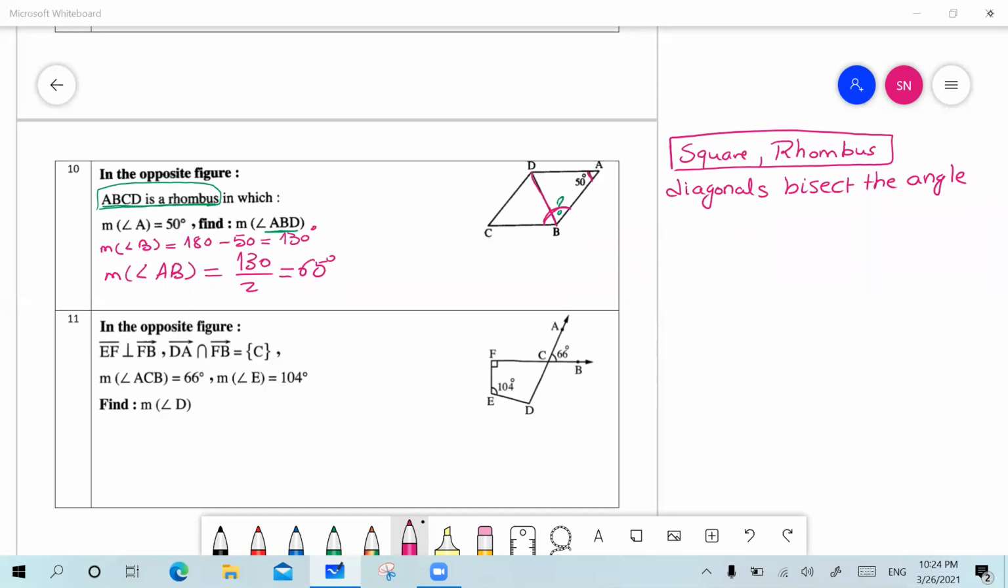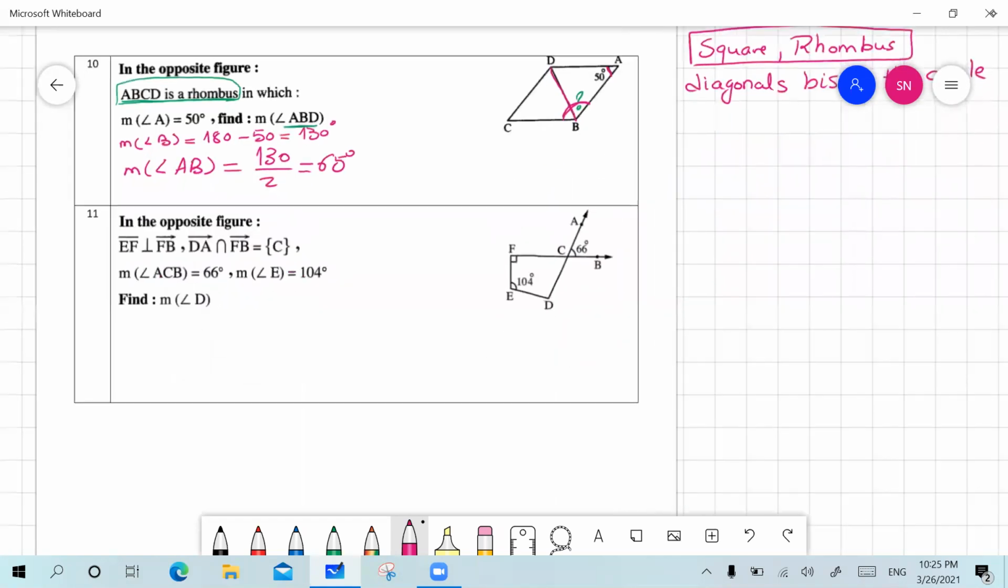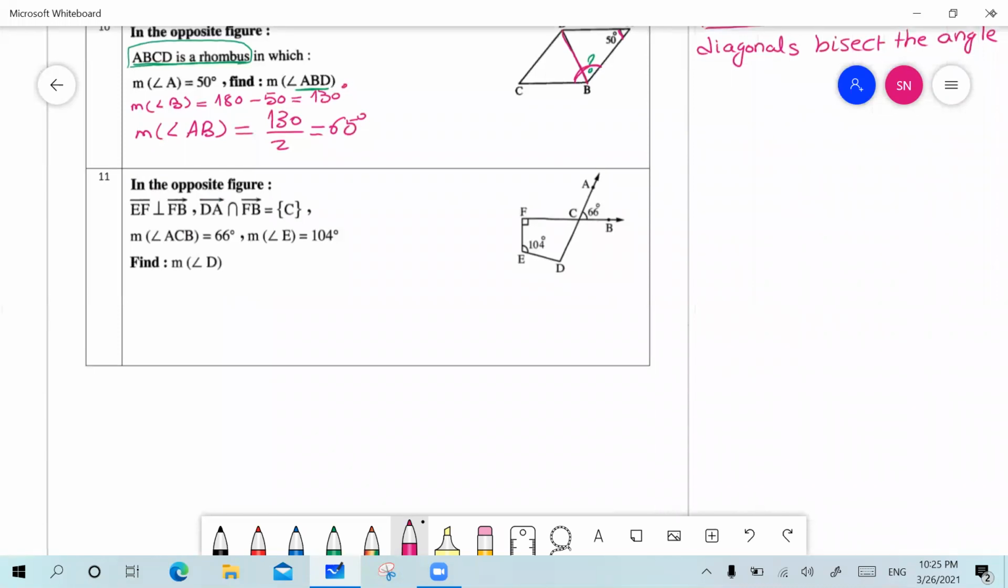Any questions before I go to the last question in this sheet? Does anyone have any question, kids? Okay, let's go for question number 11 and I want to find the measure of angle D.